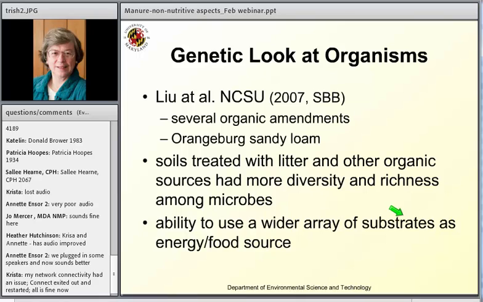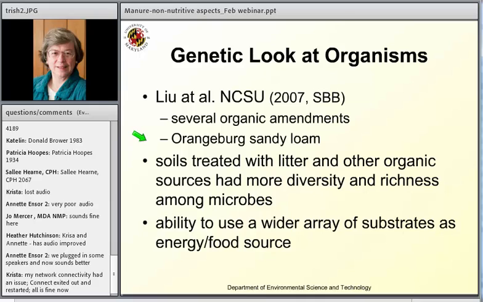Okay, another way to look at what's going on with our microbes is to actually look at the genetics. There are some very high-powered tools that have become available in the past 15 to 20 years. The group at North Carolina State, led by Dr. Liu, looked at a study relating to that. They basically extracted the genes in the soil, and they looked at several organic amendments, not just manure, but there were others. This happened to be on the Orangeburg sandy loam.